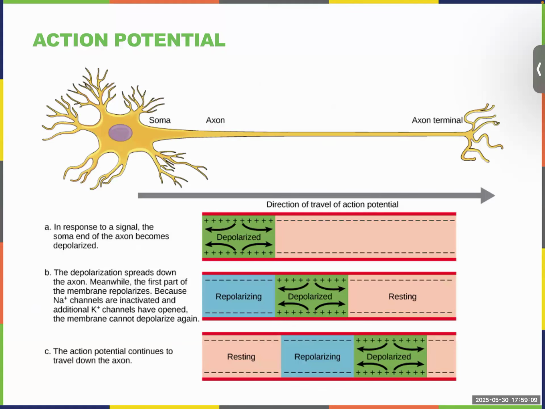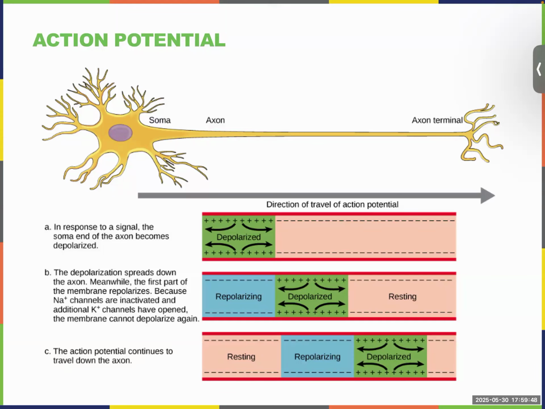So here we see a neuron or a nerve cell again with the dendrites on the left, the cell body, which now they wrote soma, which is the same thing, the long axon and the axon terminal, which will end up in synapses. And what they're showing you is that in response to a signal, the soma end of the axon, where the dendrites are, becomes depolarized. Okay, so now we see all these changes here. In green is depolarized, but in pink it has not depolarized yet. But eventually that's going to radiate towards the axon.